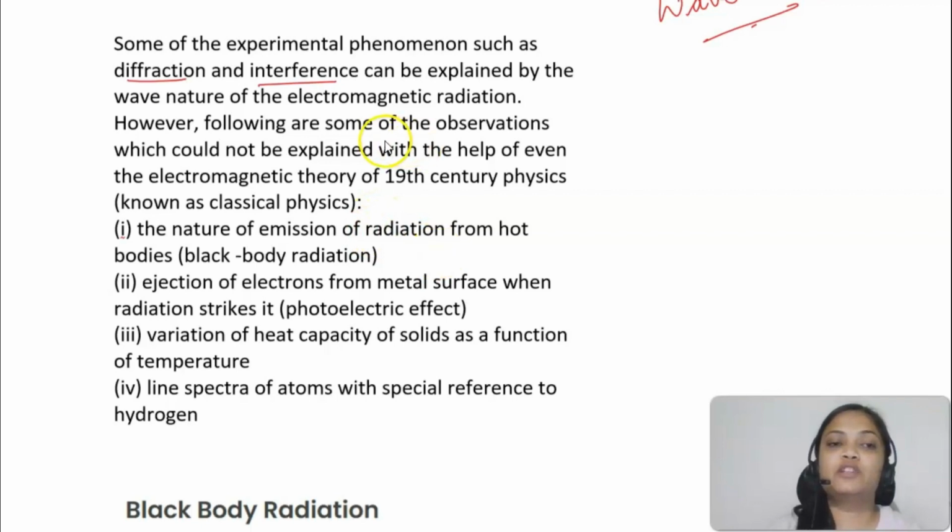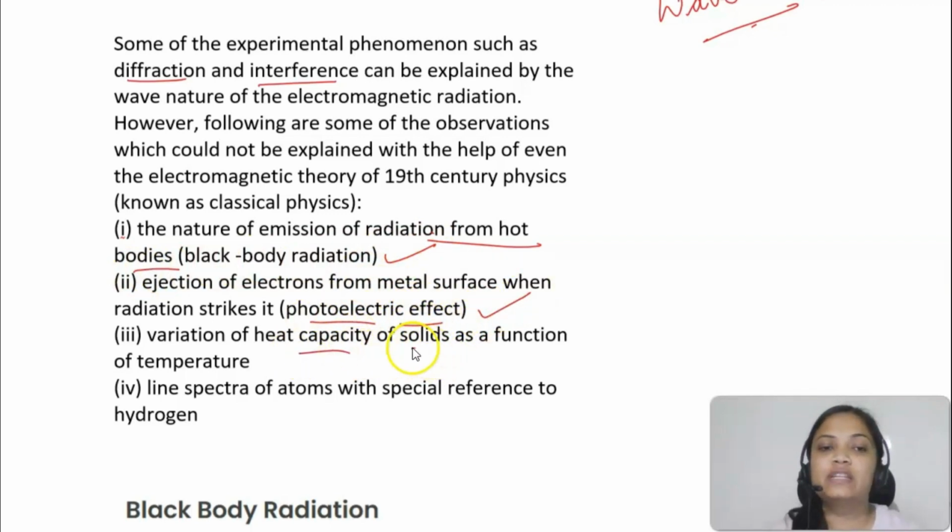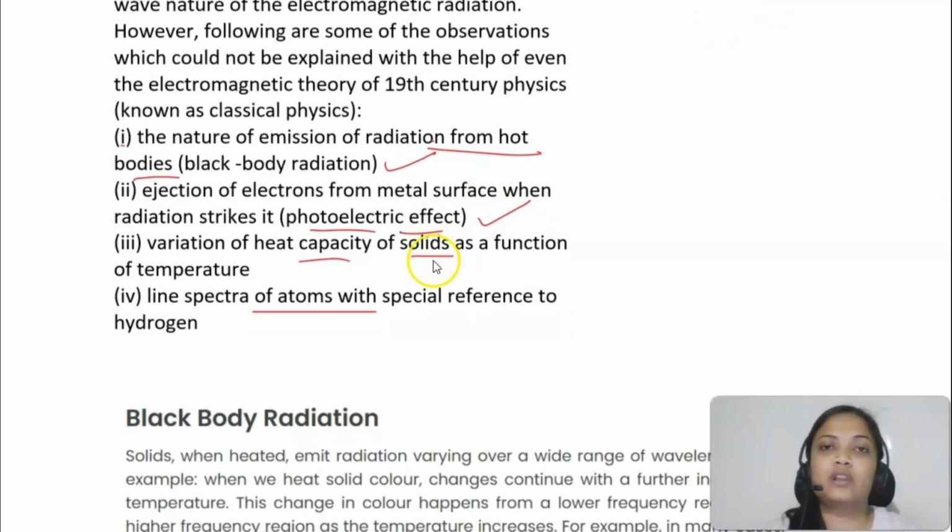What were those effects? Those effects were the nature of emission of radiation from hot bodies, like black body radiation. The wave theory could not explain the photoelectric effect, the variation of heat capacity as a function of temperature, and the line spectra of atoms, especially for hydrogen. We'll see black body radiation and the photoelectric effect first.